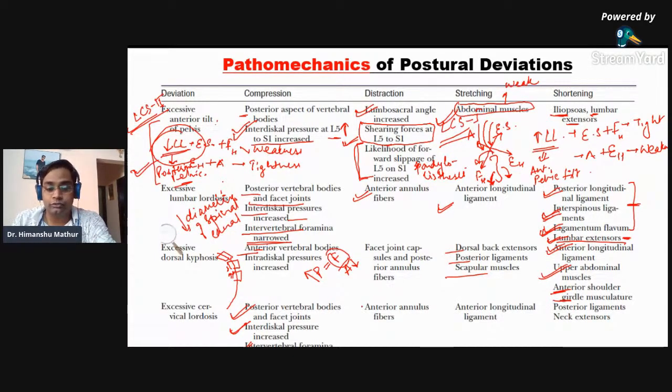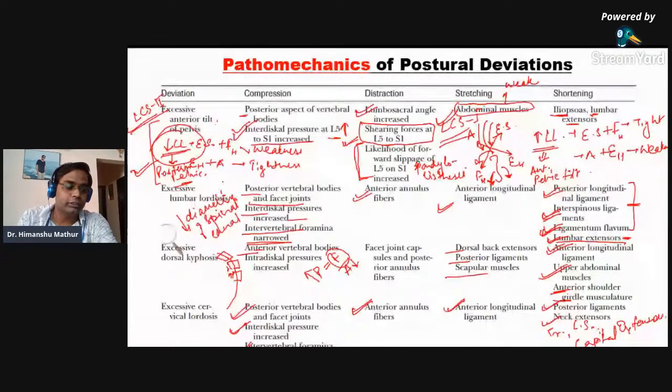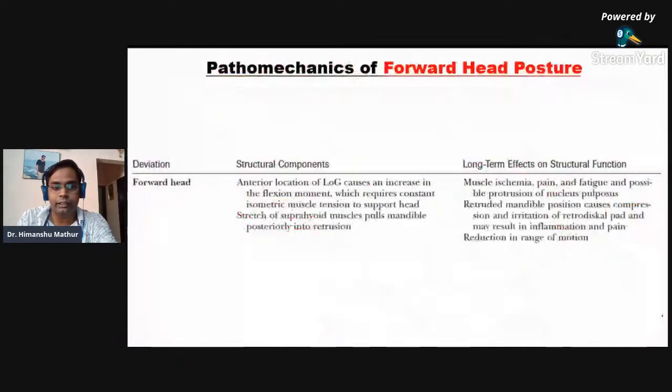So there will be more distraction onto the anterior annular fibers, stretching of the ALL, anterior longitudinal ligament, and shortening of the posterior ligaments and the muscles of the neck extensors, especially your trapezius, especially your levator scapulae, and your capital extensors. Very important. Okay, that is the rectus capitis posterior major, minor, obliquus and your latissimus muscle. Okay, capital extensors, I'll write it. So this becomes quite an easier thing to be studied by now.